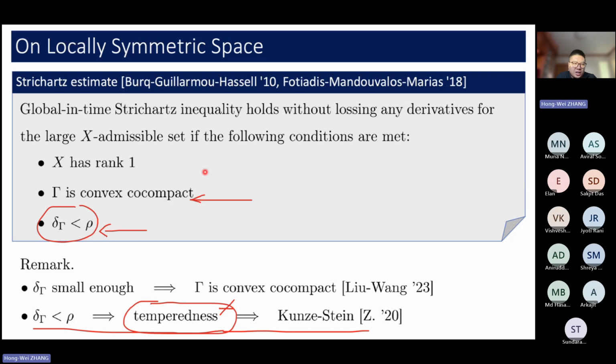So the main challenge is how to get rid of the second assumption. If we want to know whether the Strichartz inequality holds on a general locally symmetric space, I think the second assumption is the most important to get right. So I think I stop here.